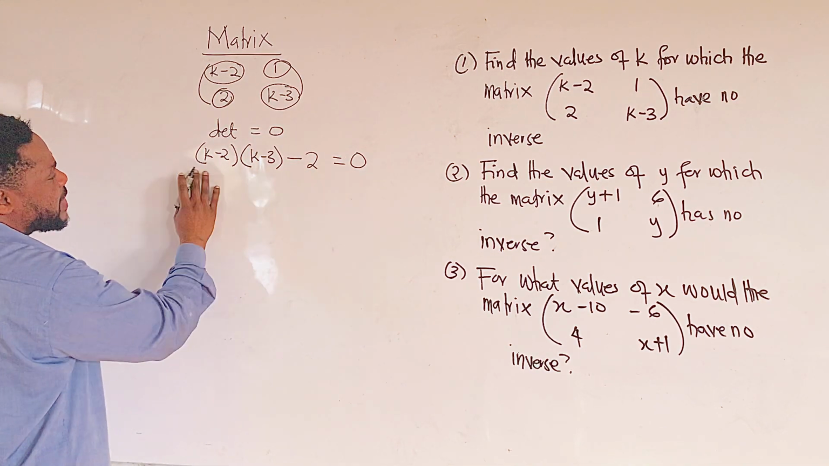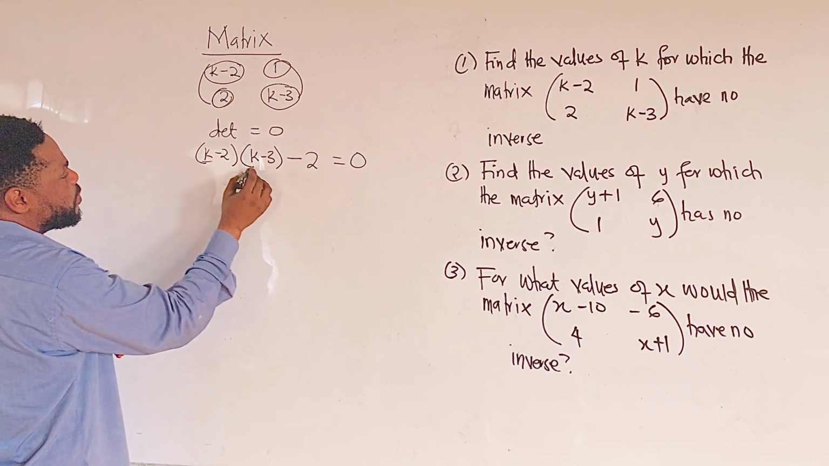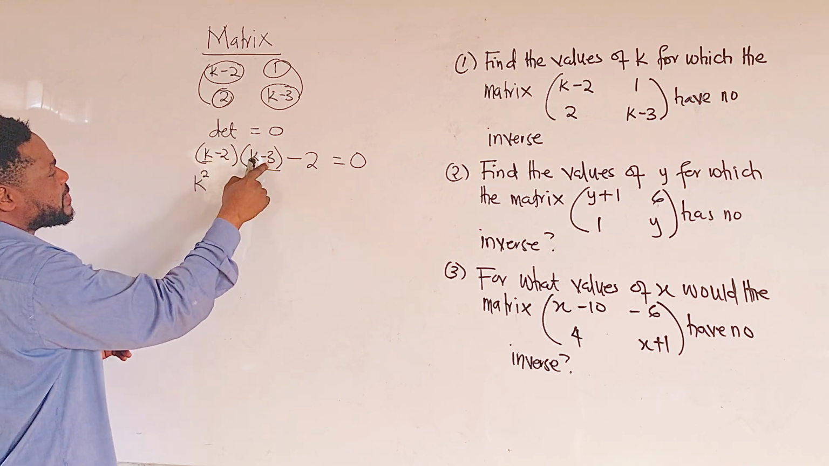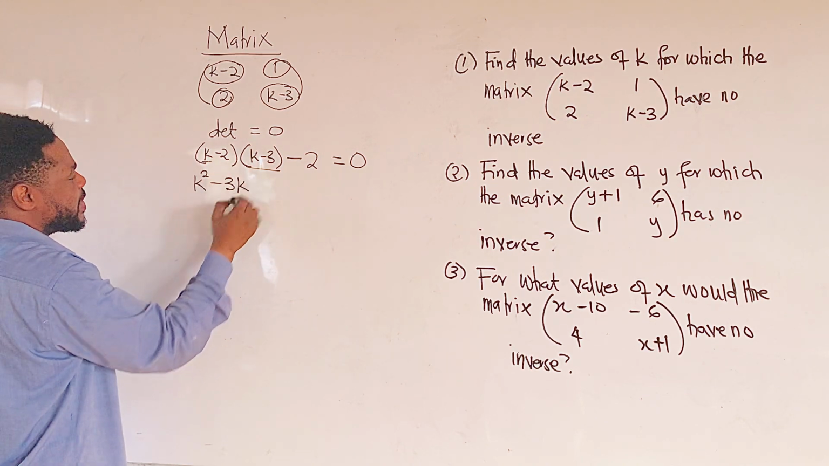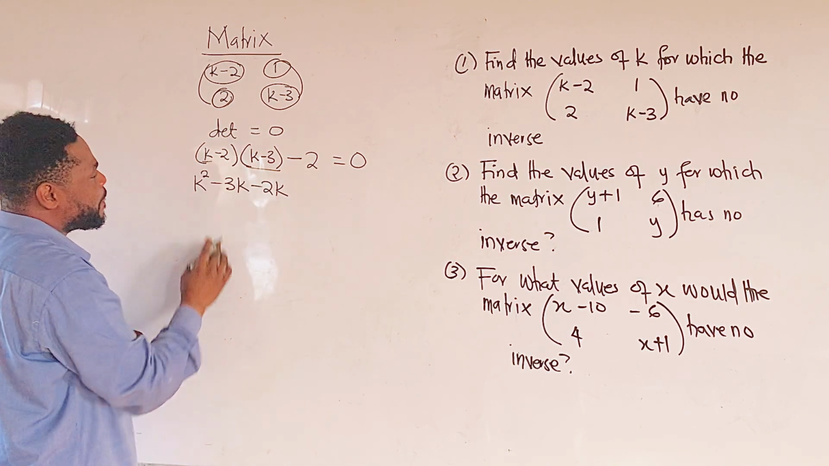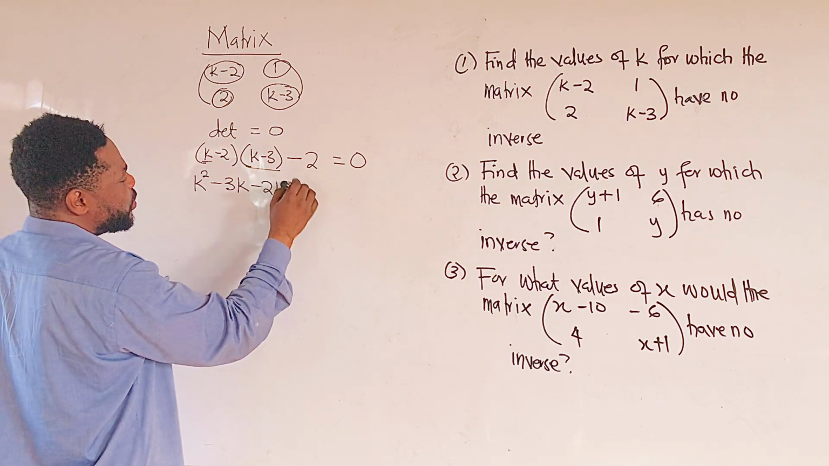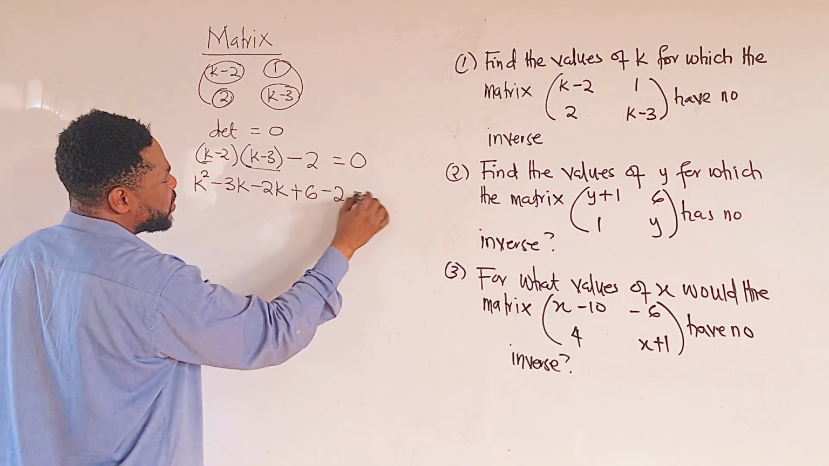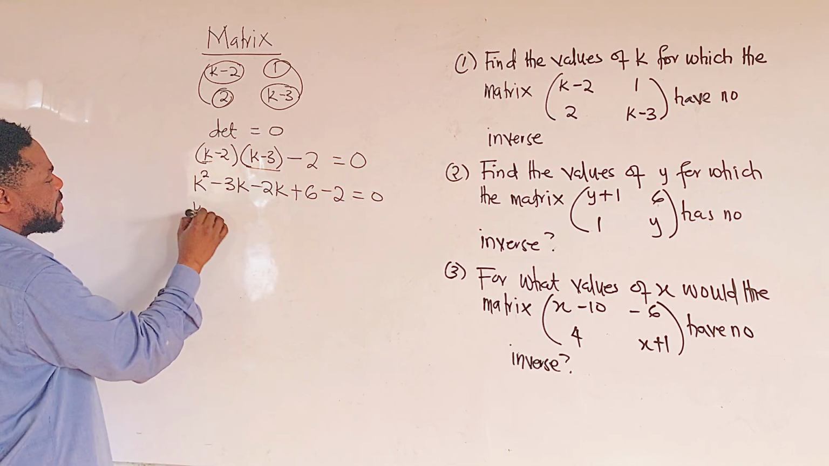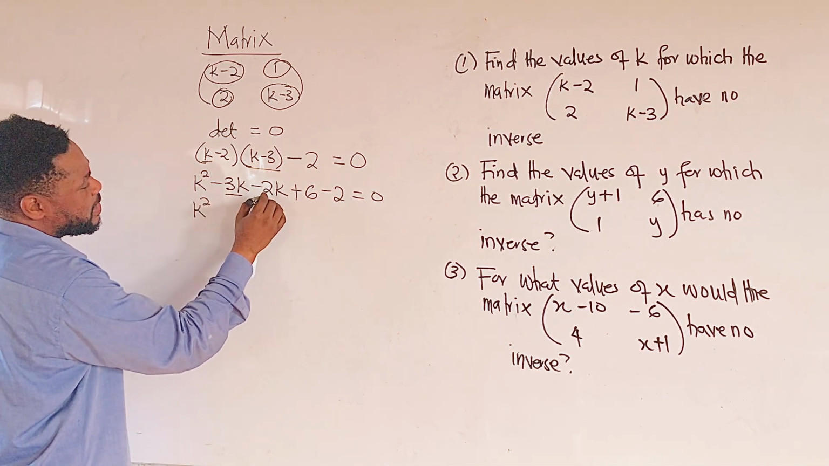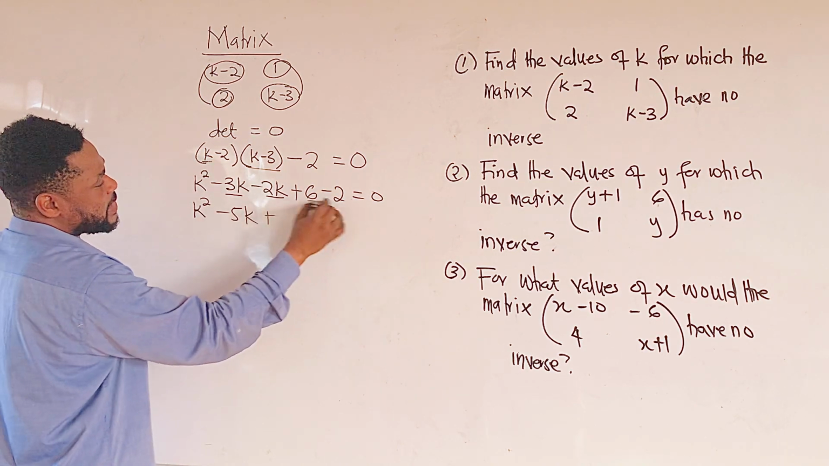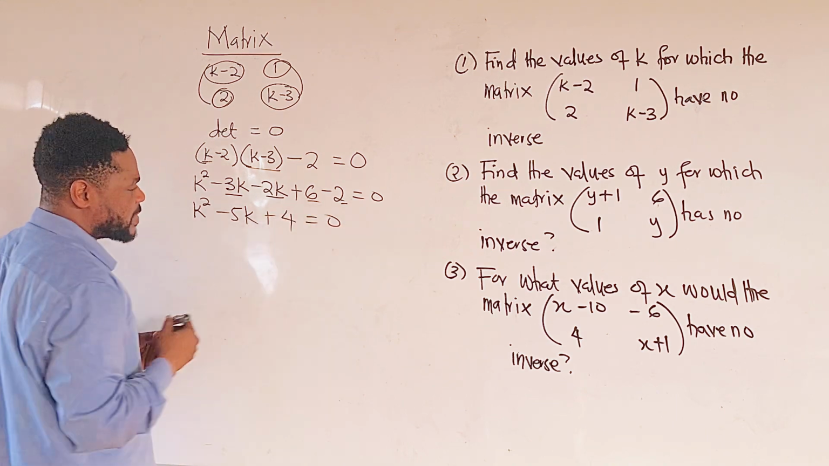Now let's see how we can expand this. Our k is going to multiply everything in the bracket here. So we are going to have k squared. This times this will give us negative 3k. Our negative 2 will multiply k, and that will give us negative 2k. And negative 2 times negative 3 will give us positive 6, minus 2 equal to 0. Now what can we do next? We simplify this as k squared minus 3k minus 2k. That will give us minus 5k. Plus 6 minus 2 will give us 4, equal to 0.